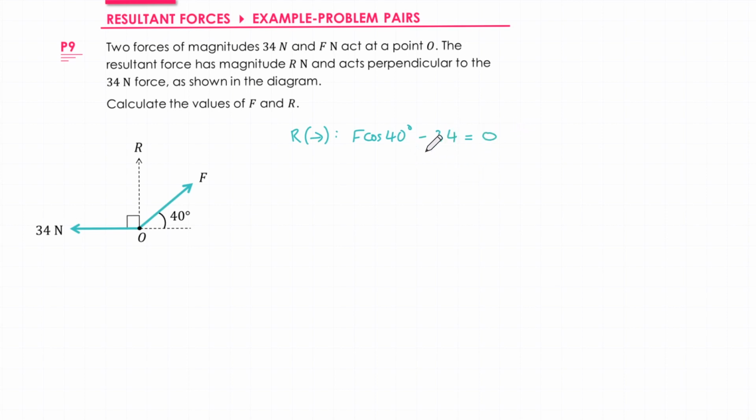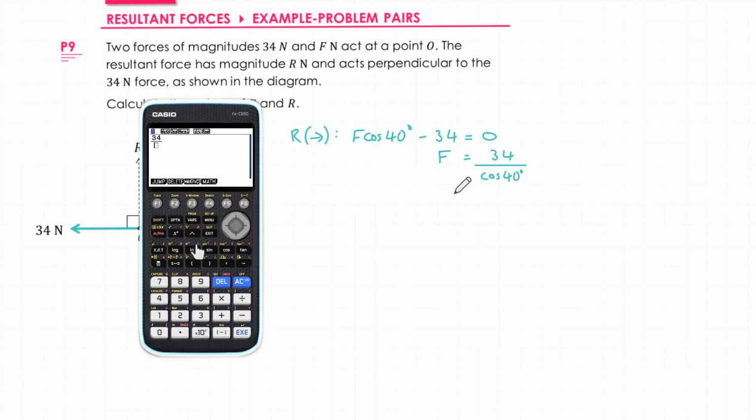Rearranging, we'll add 34, divide by cos 40, we get F equals 34 over cos 40. And if we put that into our calculator, we get 44.4 newtons to 3 significant figures.